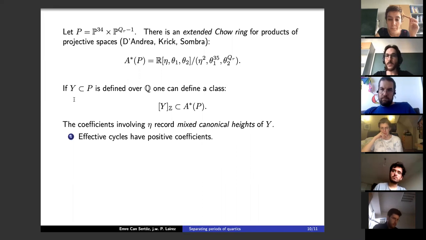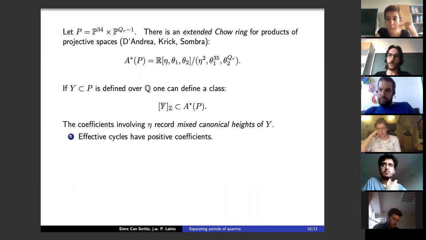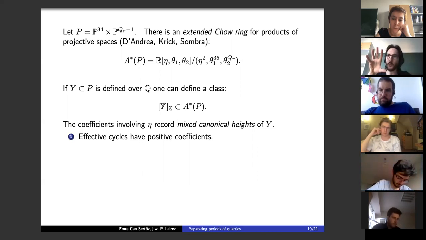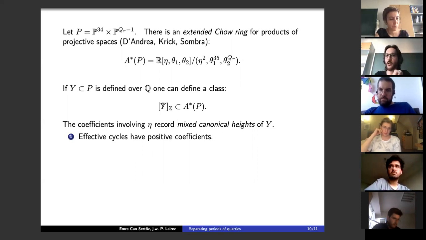The first thing is that if you have an effective cycle, so you really start with a subvariety, then the corresponding element will have positive coefficients. What that allows you is that if you have something such as our Hilbert scheme with many, many components, and you can bound its heights, I can freely remove any components that I don't want from it, and my bound for H will also bound any one of its components. So I can freely remove components. That's a very important feature.